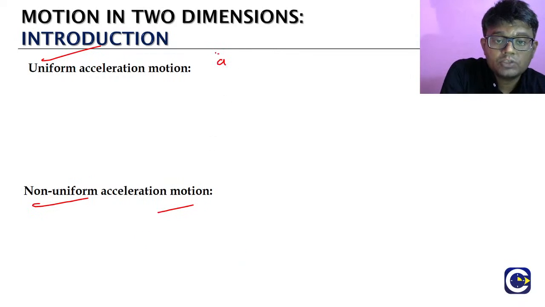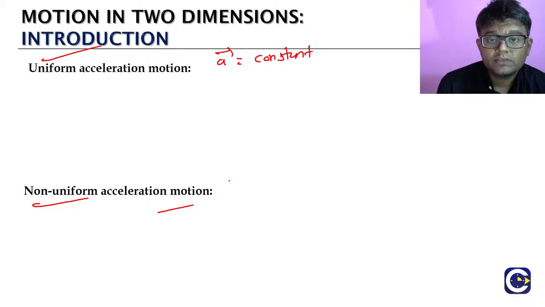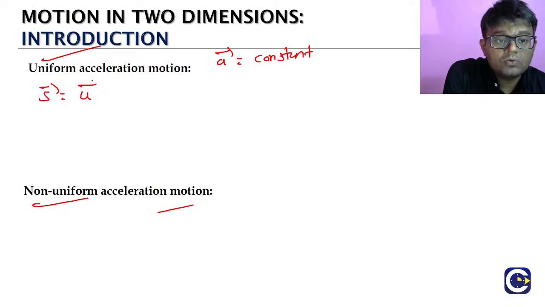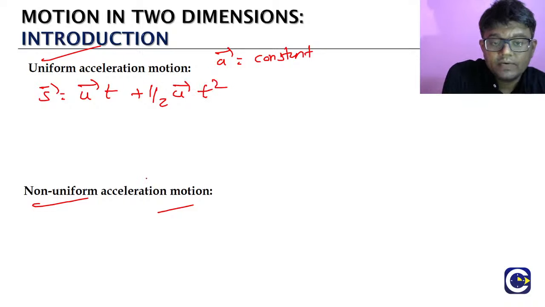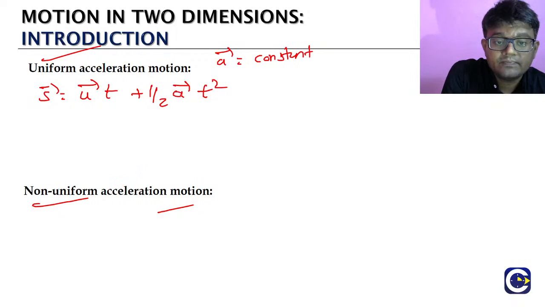Uniform acceleration motion means the acceleration will be constant. In that case we can use the equations of motion. You know what the equations of motion will be? Everywhere you are going to get a vector. So s bar is equal to u bar into t plus half a bar into t square. This is the relation between the displacement, initial velocity and acceleration vectors with time.